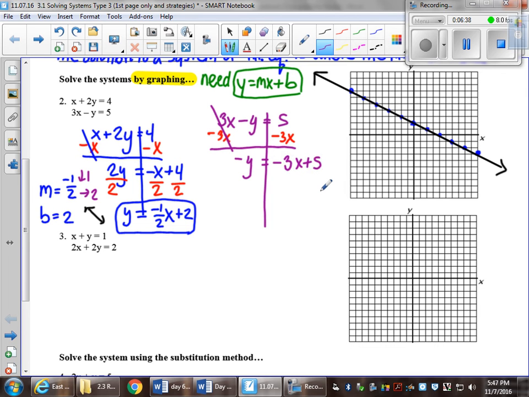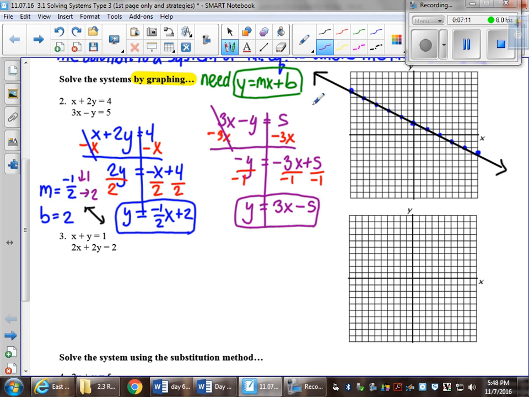Is this done? Well, y looks like it's almost by itself, but not quite. What's out front that we need to take care of? This negative represents a negative 1. So we will divide each piece by negative 1. So now I have y equals negative 3x divided by negative 1 is a positive 3x, and a positive 5 divided by negative 1 is negative 5. And now we're done.